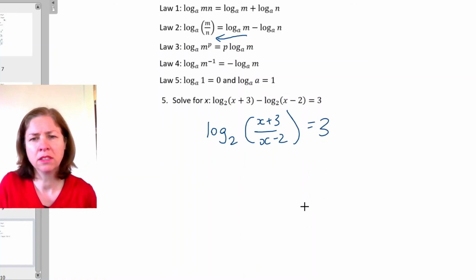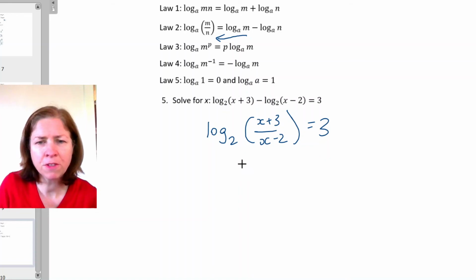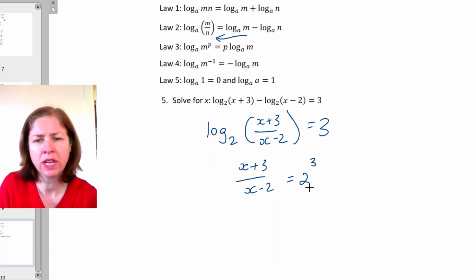I haven't changed that. If I now convert this to an exponential, then that's going to help me solve this. So on the left-hand side, I'm going to have x plus 3 over x minus 2, and that will equal, the base is 2, and the power is the answer on the right, which is 3. So that is 8 on the right-hand side, and on the left-hand side, x plus 3 over x minus 2.